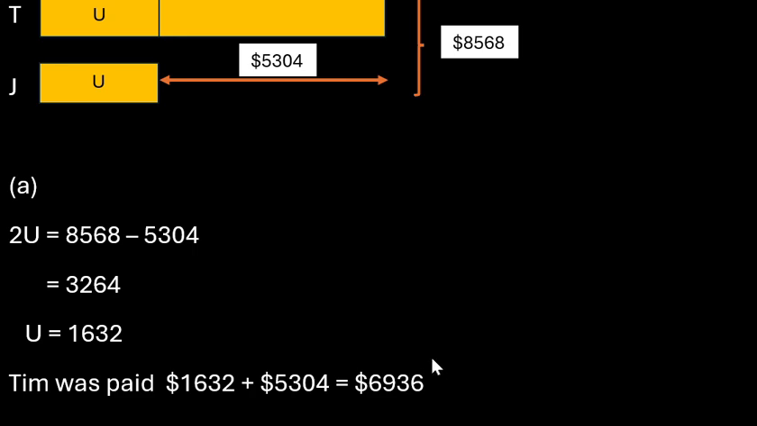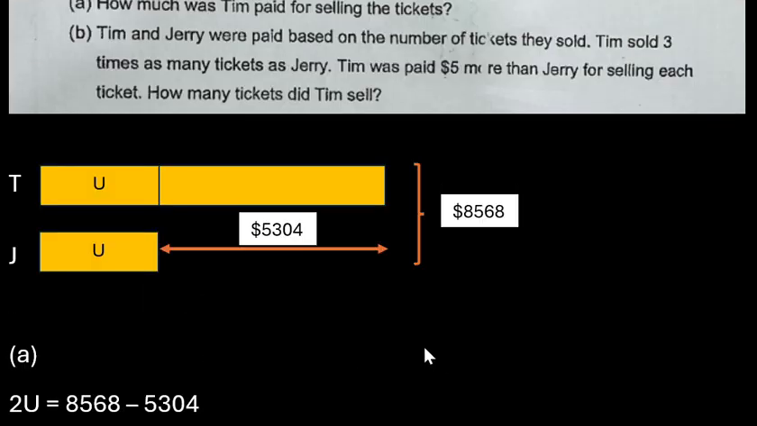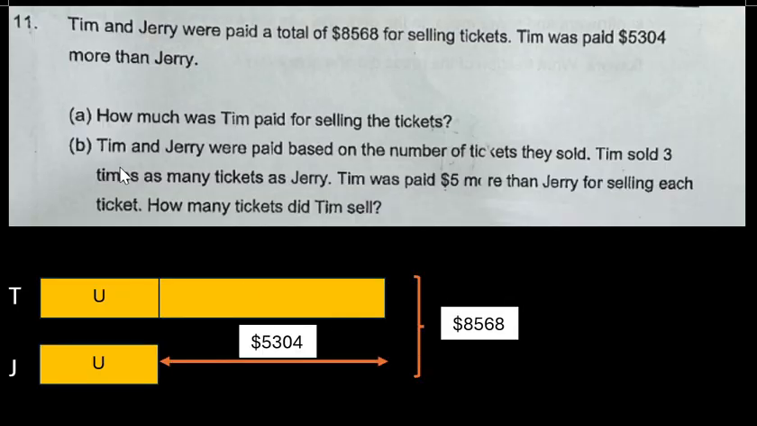Now let's focus on part B, which is a bit more confusing. In part B, they say that Tim and Jerry were paid based on the number of tickets sold, and Tim sold 3 times as many tickets as Jerry. Remember, Tim sold 3 times as many tickets as Jerry. And Tim was paid $5 more than Jerry for selling each ticket.